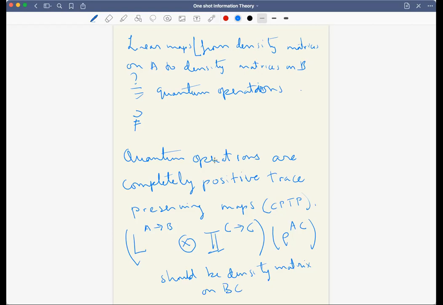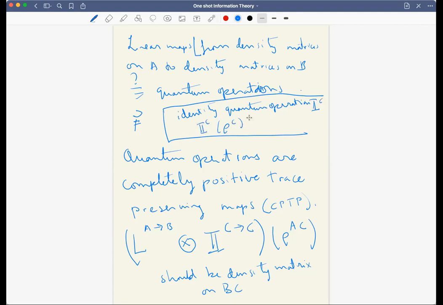So what is I doing? Let me write it out here. I is what is called the identity quantum operation. So what does I_C do? It just sends a density matrix in the system C to itself. So this is the definition. Now what is this thing saying? I have a map which sends density matrices on A to density matrices on B. It's linear. It is trace preserving. It sends density matrix to density matrix. All this is fine.